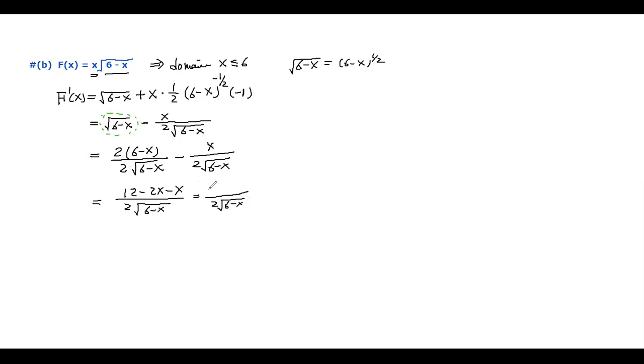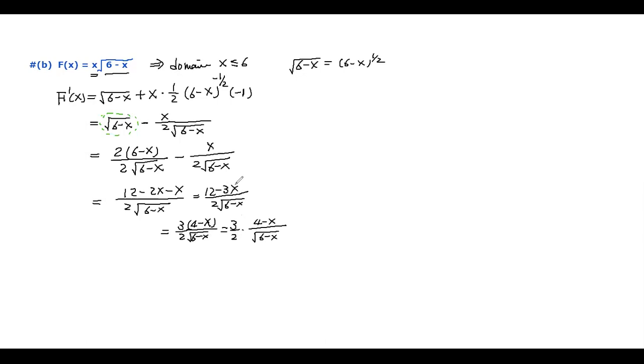And then here is what? It's 12 minus 3x, right? So if you like, you can factor the 3 out. So this is 3/2, and this is 4 minus x, right? Like I said, your algebra skill is super, super important, right? So here really will become 3/2 times 4 minus x over the square root of 6 minus x. So this is my first derivative.